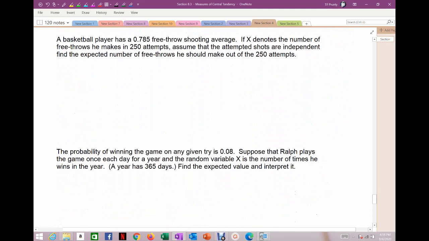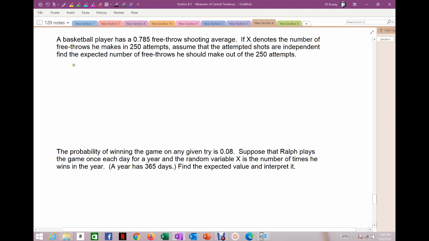Alright, a basketball player has a .785 free throw shooting average. That means 78.5% of the time he makes his free throws. X denotes the number of free throws he makes in 250 attempts. Assume shots are independent. Find the expected number of free throws he should make.